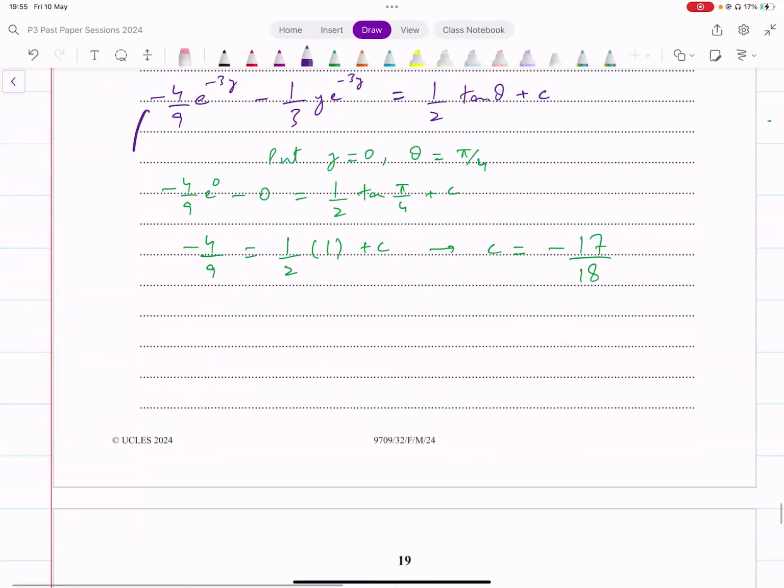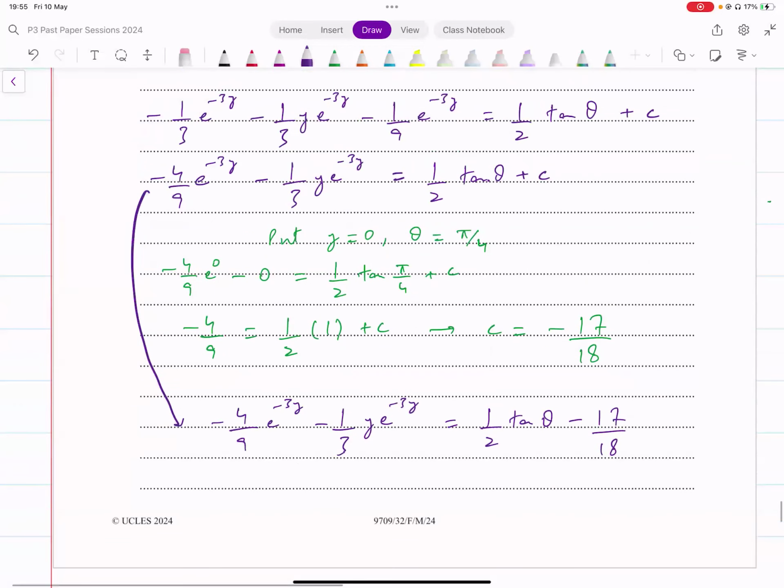Now we put that back in that equation, and this becomes minus 4/9 e^(-3y) minus 1/3 into y e^(-3y) equals 1/2 tan theta minus 17/18. Okay, this is what we wanted. This is the solution of the differential equation. They did not require any one variable to be the subject, right? So we can just leave it like this.